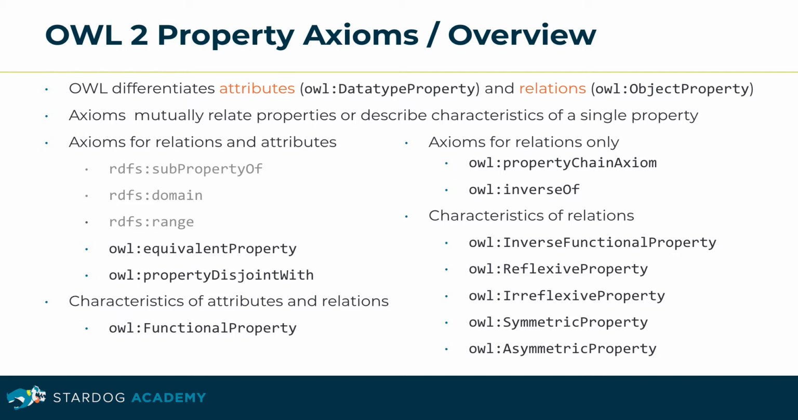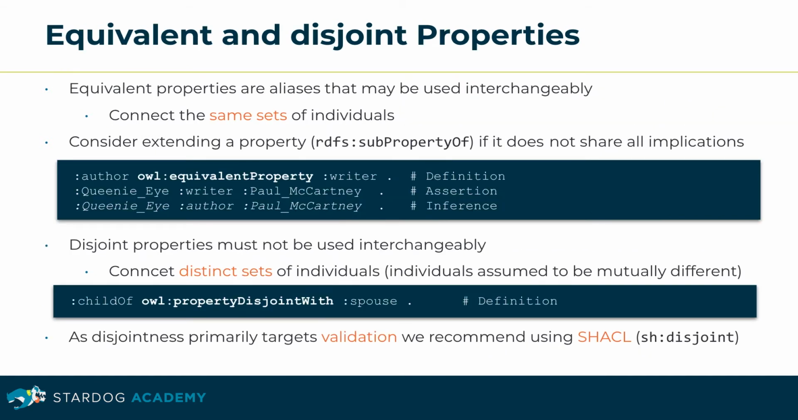In RDF, only resources may become subjects of a triple, so this axiom applies to object properties only. Equivalent properties are aliases that may be used interchangeably to connect the same sets of individuals. In the example, writer and author represent the same relationship. Consider extending a property via the RDFS subproperty of predicate when it doesn't share all implications of the more specific subproperty, for example, composer. Conversely, disjoint properties must not be used interchangeably and may only connect distinct sets of individuals.